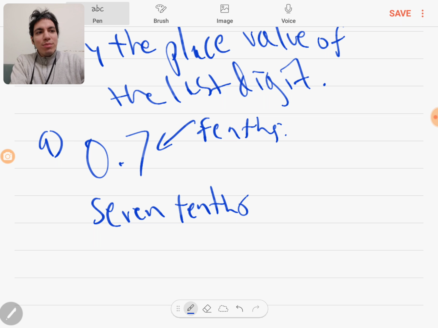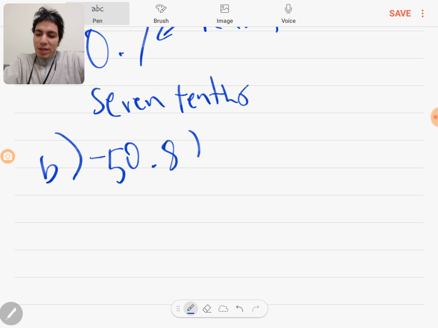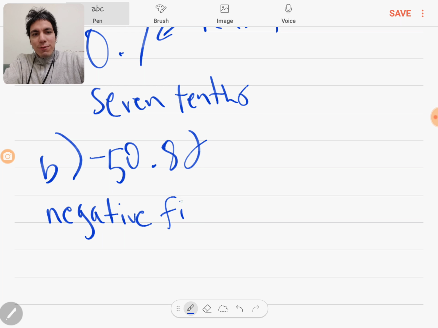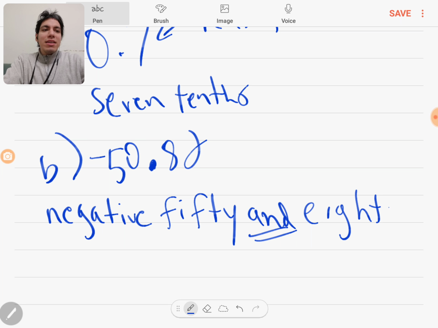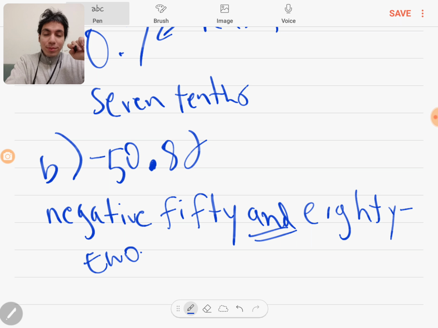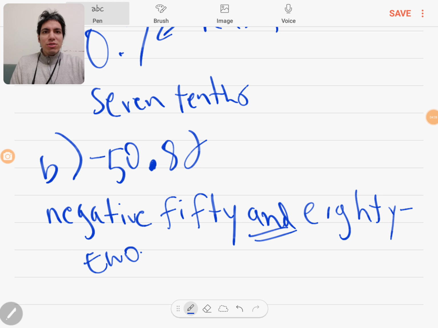But what about the "and" part that I was talking about before? Well, let's do a different example. Let's say I gave you negative 50.82. You write it in words: negative 50, and that's where you use the "and" to represent the decimal point here. And 82 hundredths as your answer. Okay? So it's necessary to take your time with these words.